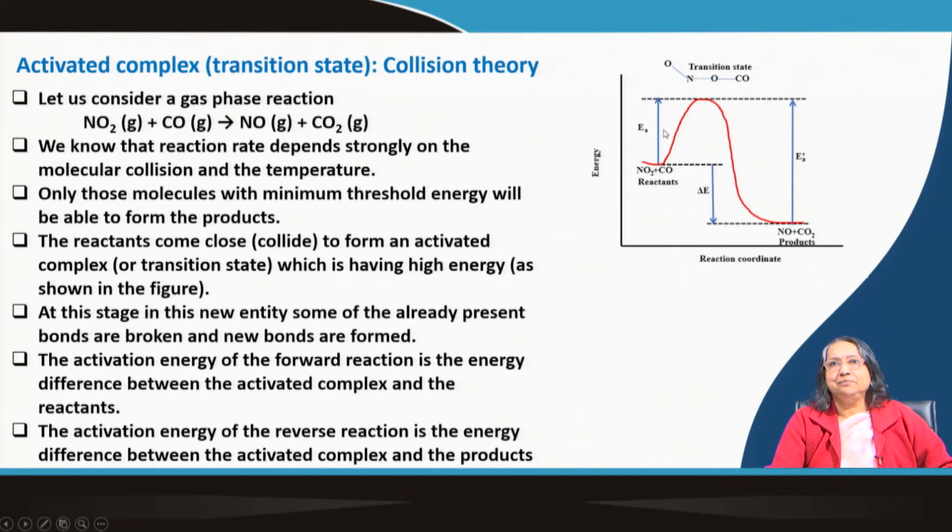So, this is the energy E for the forward reaction. Now, the activation energy for the reverse reaction is also possible. If you think about this, NO and CO2 are going back, then from here to here it will go, and in that case the activation energy is this one. So, the activation energy of the reverse reaction is the energy difference between the activated complex and the products.